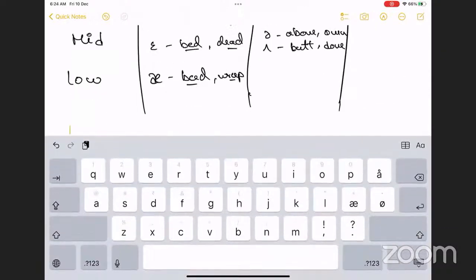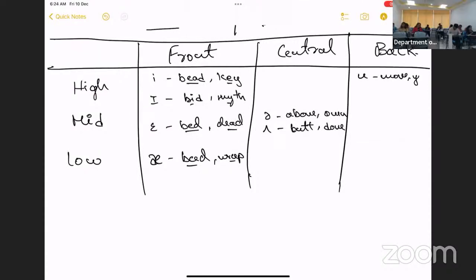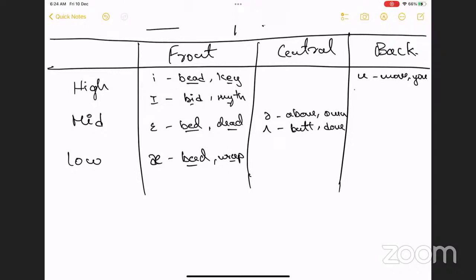And then coming to the back vowels, that is the back pronunciation, you have U, like in move, you, or U, like in book, put. And then in the mid level at the back, you have the shorter ones, that is born. And then in the lower ones, you have a little more complicated one, you don't know why English has such spellings: bob, or caught.